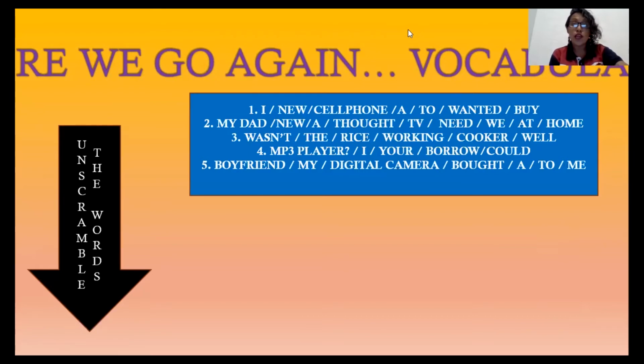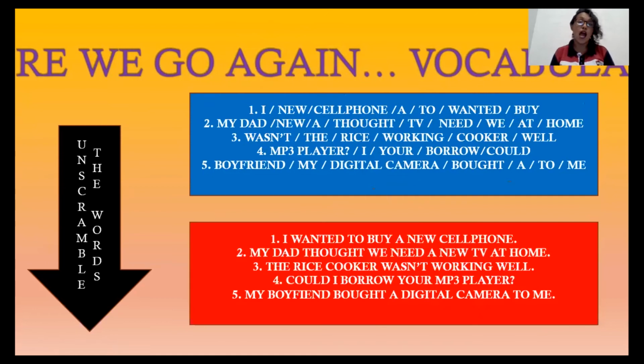Okay, so here we have the answers. How could these answers be? So the answers could be: 1. I wanted to buy the new cell phone. Wanted. Remember that the grammar that we are going to practice is about simple past, okay? I wanted to buy the new cell phone. 2. My dad thought we need a new TV at home. Oh, it's a good idea.